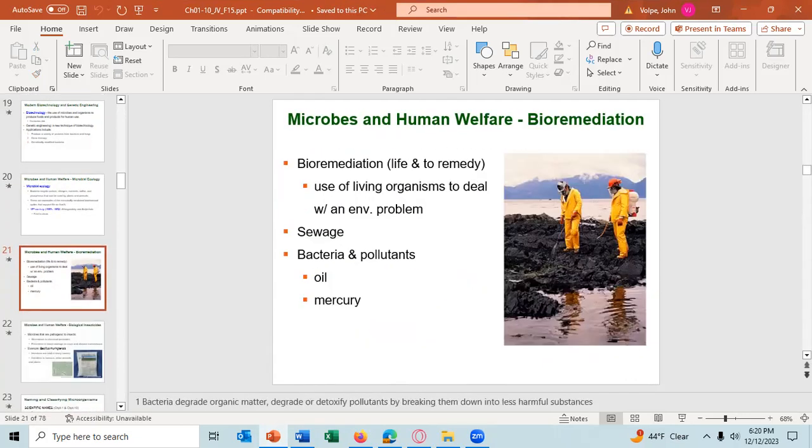You should know about the beneficial roles that microbes play on the planet, like breaking down environmental problems like this oil spill.